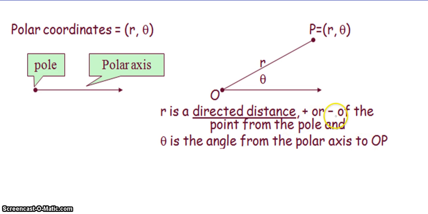So one thing to point out, r can be negative. Also theta could be negative. Think about negative angles when we were dealing with trig. And what do negative angles do? Well, negative angles go clockwise, positive angles go counterclockwise.